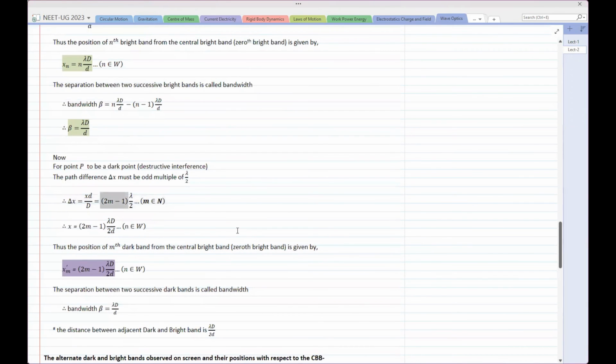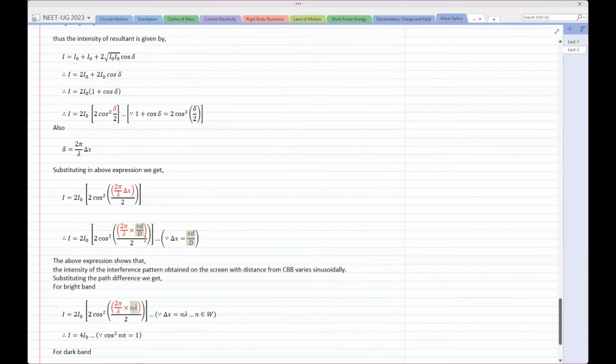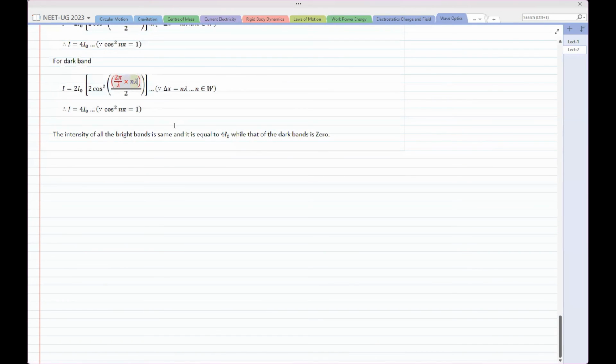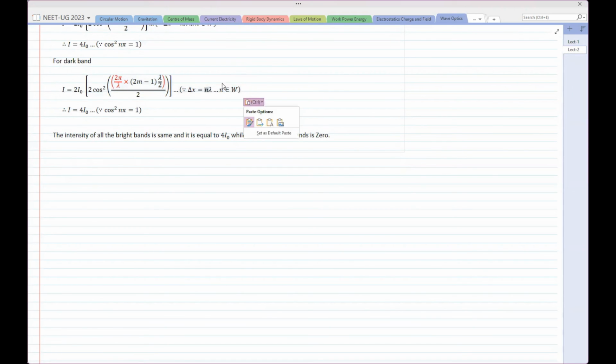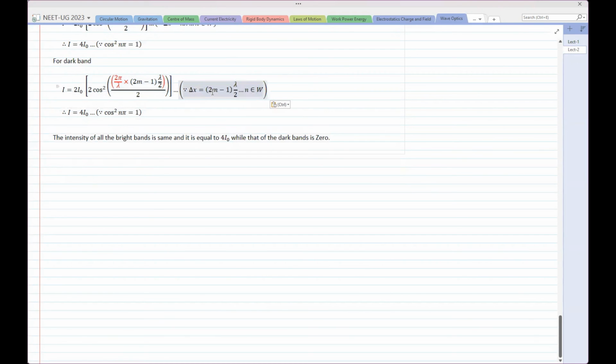2m-1 है ये. This is the thing, right? So we'll write 2m-1 here. That is (2m-1) lambda by 2. So delta x is (2m-1) lambda by 2, and in that case m belongs to natural numbers.